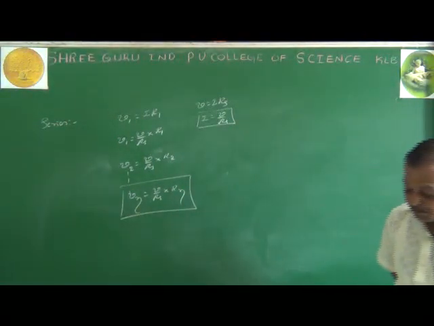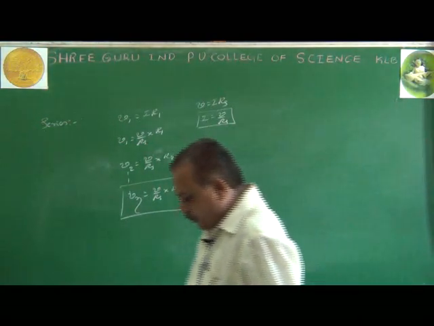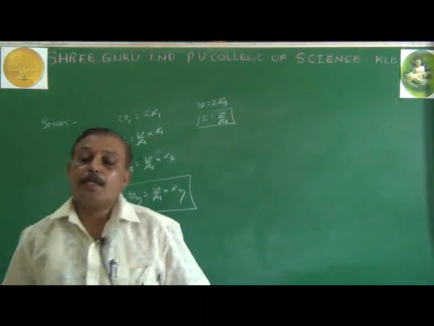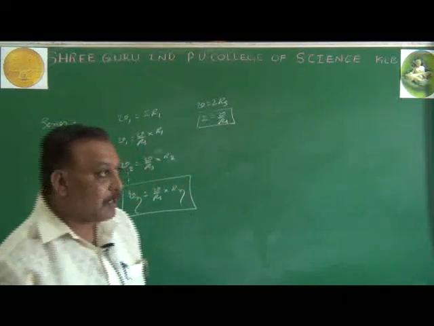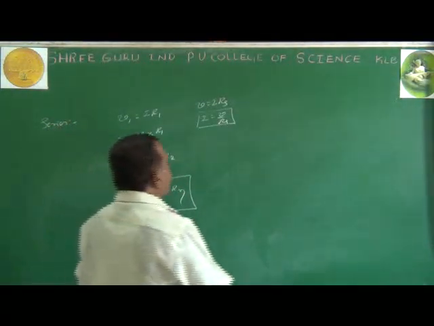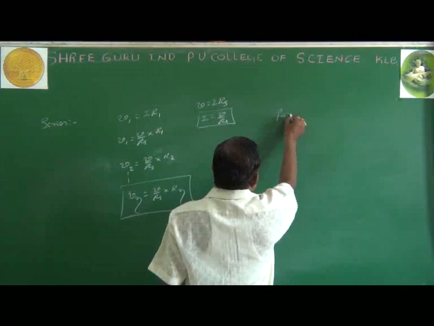Then I go for parallel. In parallel, what should remain the same? Voltage. But current divides. I want to calculate the current through each resistor in parallel.